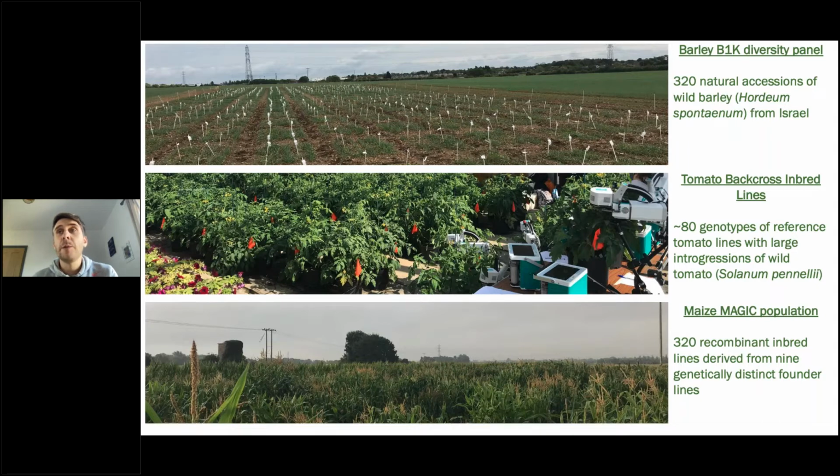And then with maize, we work with a multiple advanced generation intercross population, or a MAGIC population. So this is a population where we focus on 320 recombinant inbred lines, which have been derived from 9 genetically distinct founder lines. So today, for my component of the workshop, I'll give a couple of case studies on how we analyze data that we get from our field trials, and I'll specifically focus on 2 examples that are coming from this maize experiment here.